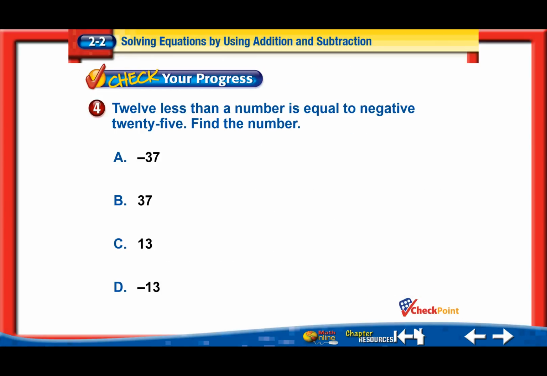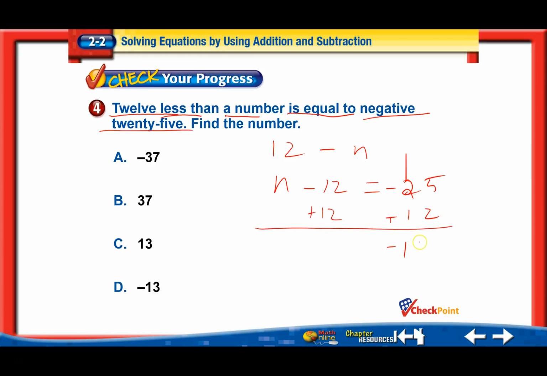All right, try this one. Okay, so 12 less than a number is equal to negative 25. So 12 less than a number. Oh, those will be flipped. A number minus 12 is equal to negative 25. Plus 12, plus 12. That would be a negative 13. And those cancel, bring down my n, n equals negative 13.